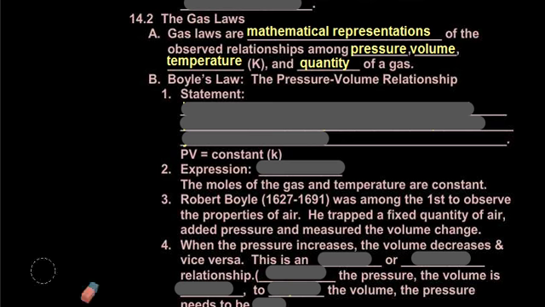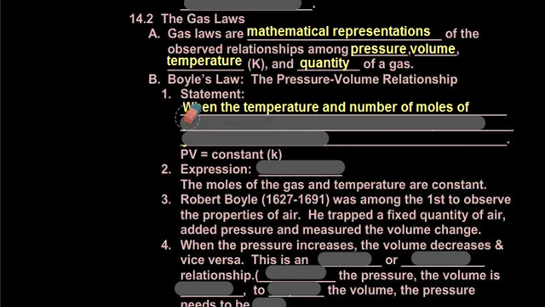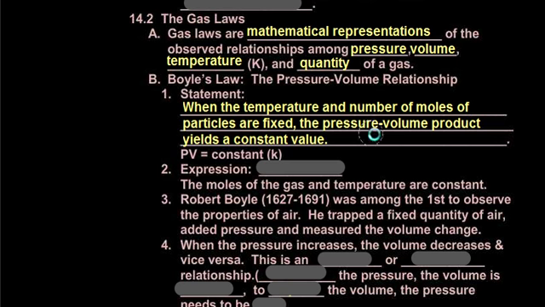Okay, we're going to start with Boyle's law. Boyle's law is the pressure-volume relationship, and that statement is when the temperature and number of moles of a particle are fixed, the pressure-volume product yields a constant value. In other words, pressure times volume is a constant.